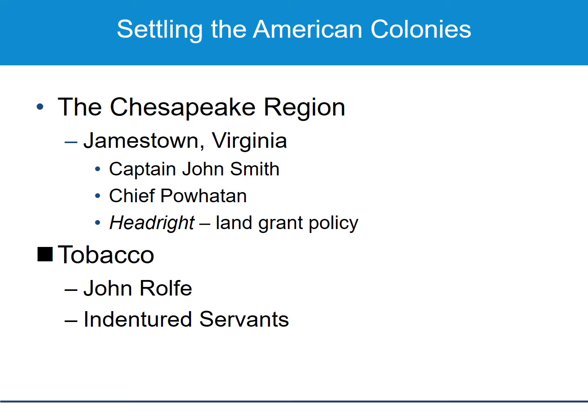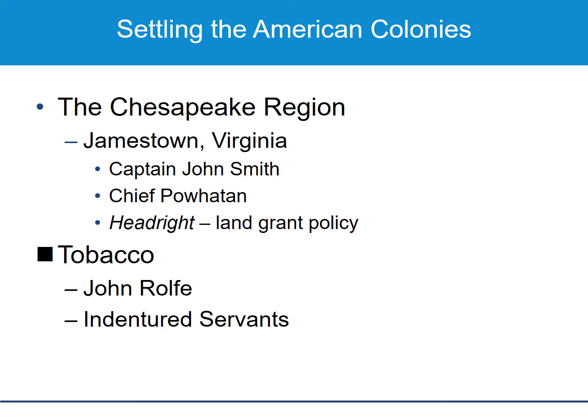Indentured servants were usually poor Europeans who had no hope of really improving their lot in life as long as they stayed in Europe. And so they were willing to sell themselves into servitude for a period of 5 to 7 years. During that period of their indenture, their servitude, they were virtually a slave, but it was for a limited time.